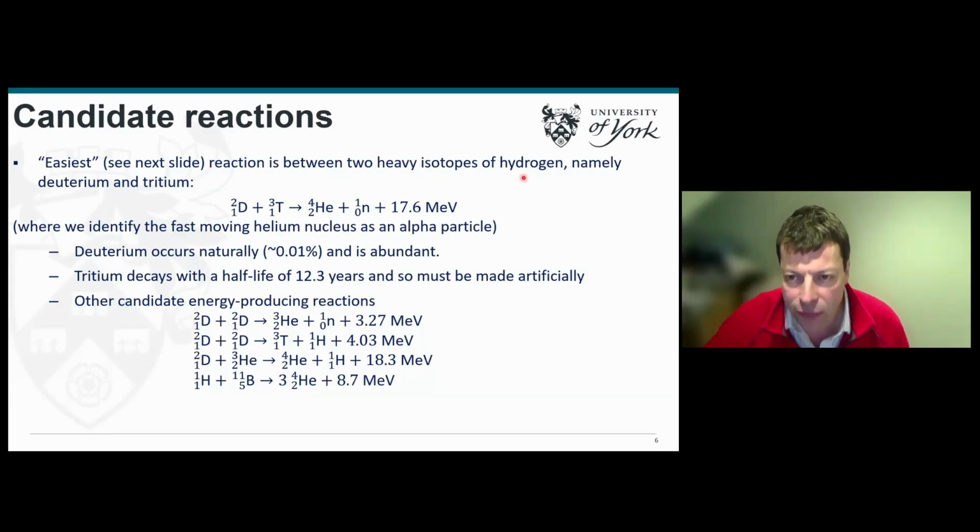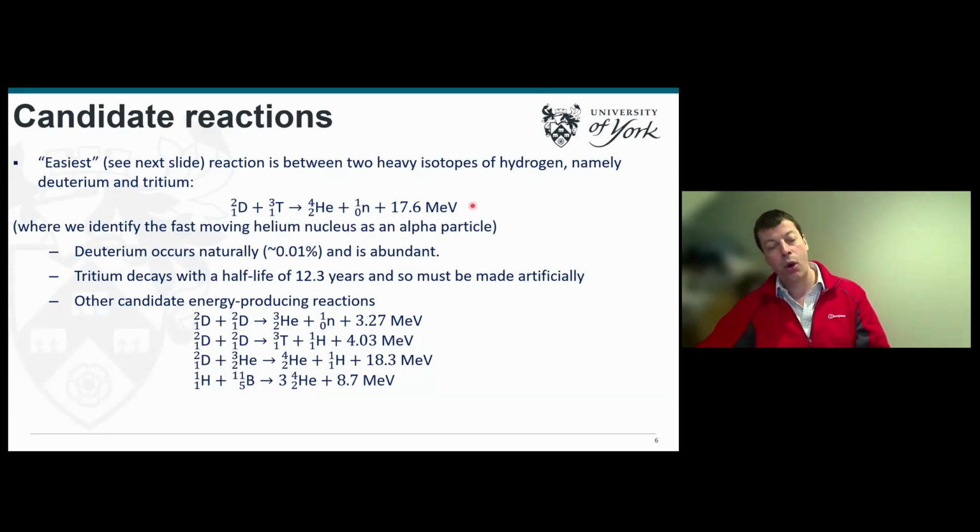So hydrogen, as a lot of you will know, typically has a nucleus made up of just a proton, nothing else. But it turns out that there are heavy isotopes of hydrogen where the nucleus has an additional neutron or two additional neutrons. So here I have a nuclear reaction. I'm going to try and talk you through this.